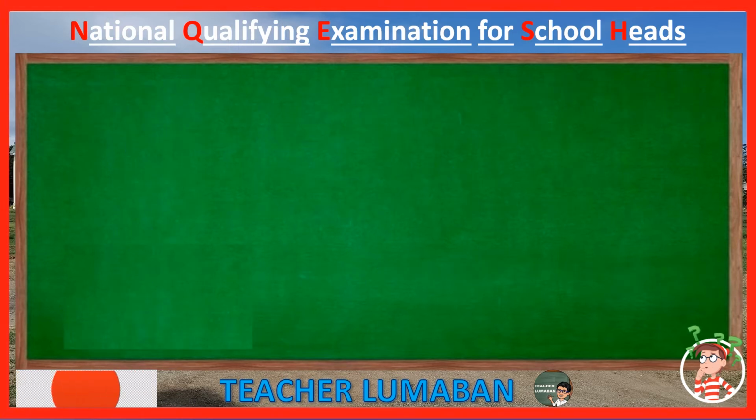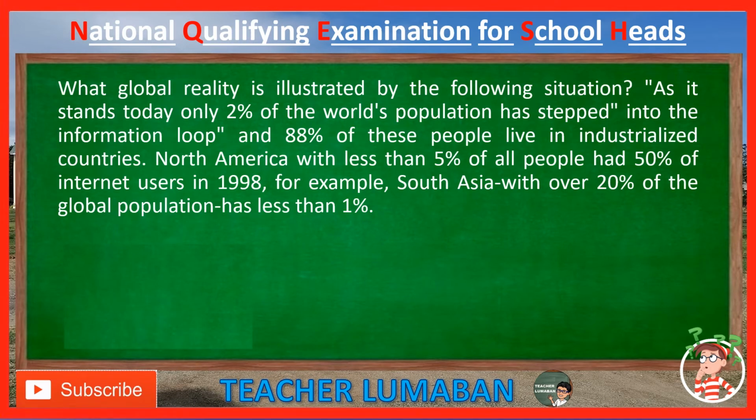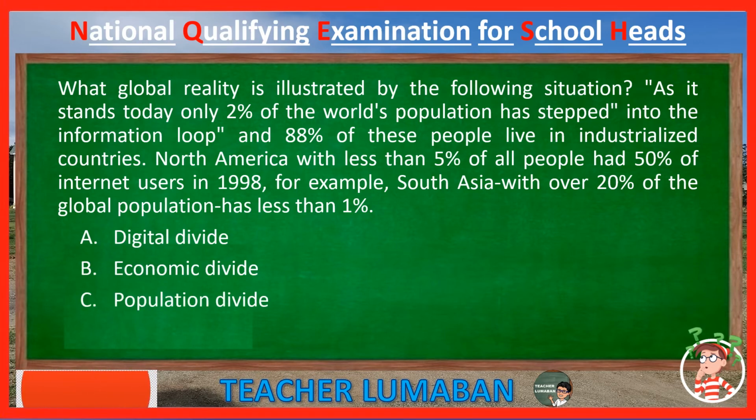What global reality is illustrated by the following situation? As it stands today, only 2% of the world's population has stepped into the information loop, and 88% of these people live in industrialized countries. North America, with less than 5% of all people, had 50% of internet users in 1998, for example. South Asia, with over 20% of the global population, has less than 1%. Letter A, digital divide. Letter B, economic divide. Letter C, population divide. Letter D, environmental divide.